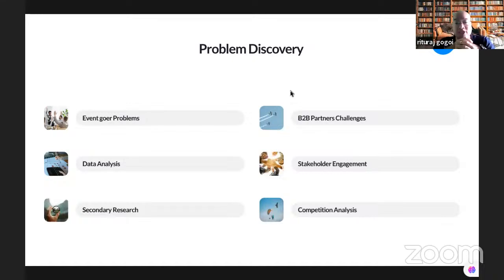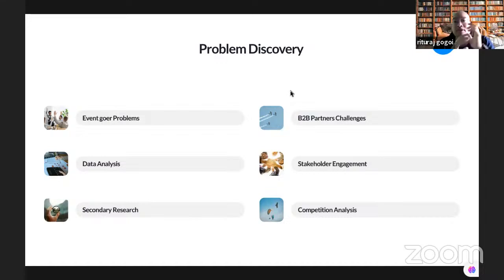Now, coming to competition analysis, again a very important aspect of problem discovery, because we wanted to understand the strengths and the weaknesses of our competition. Not only that, we also wanted to understand what they were doing right and what they were not doing right, because those were our opportunities, and those were the areas where we could make a difference. And we played around with their platforms.